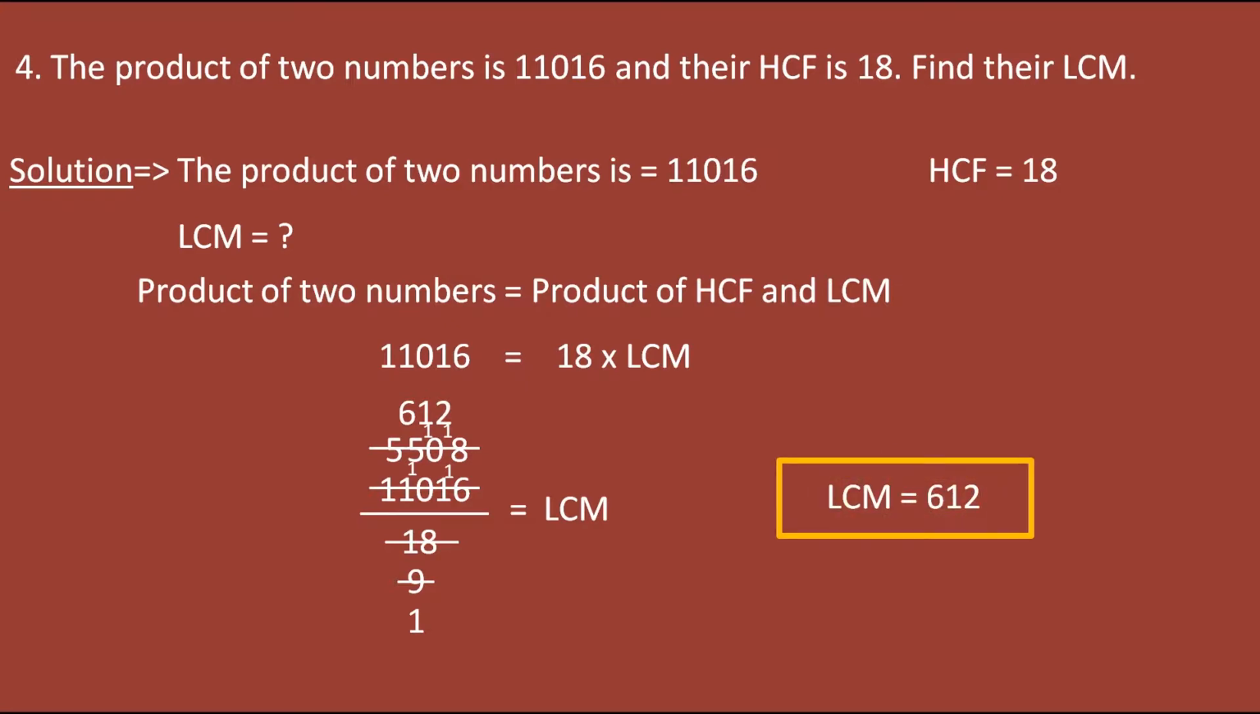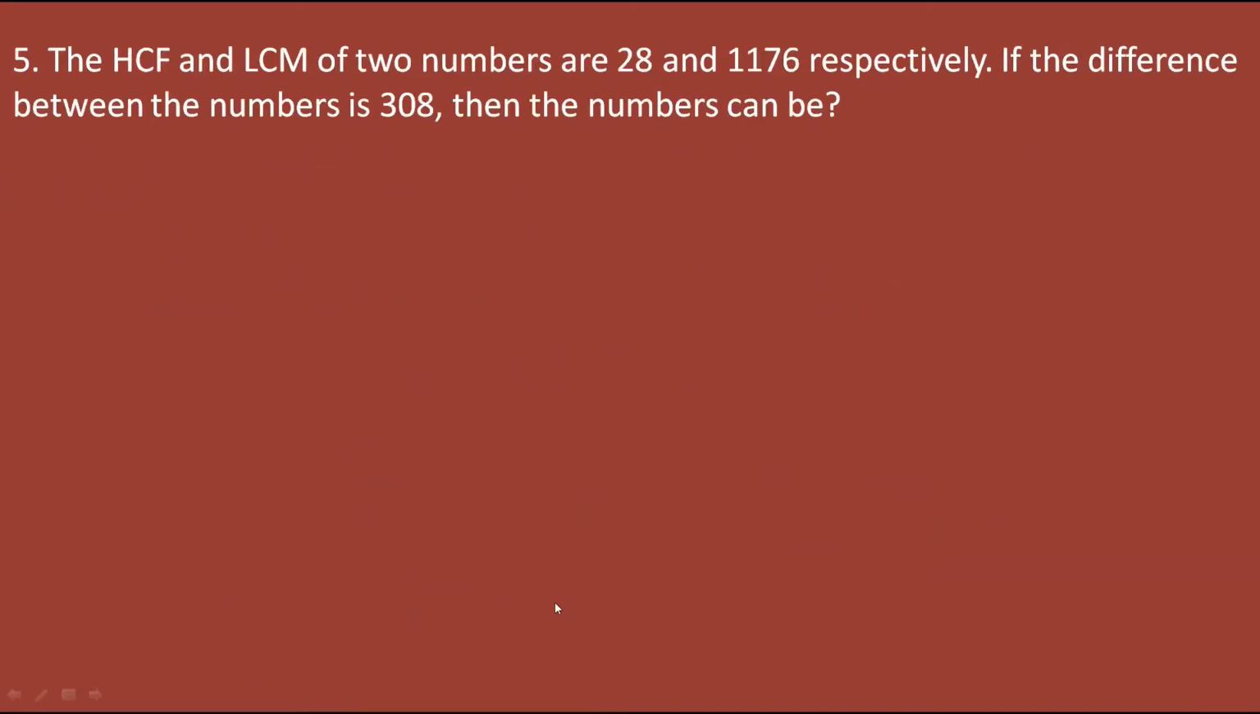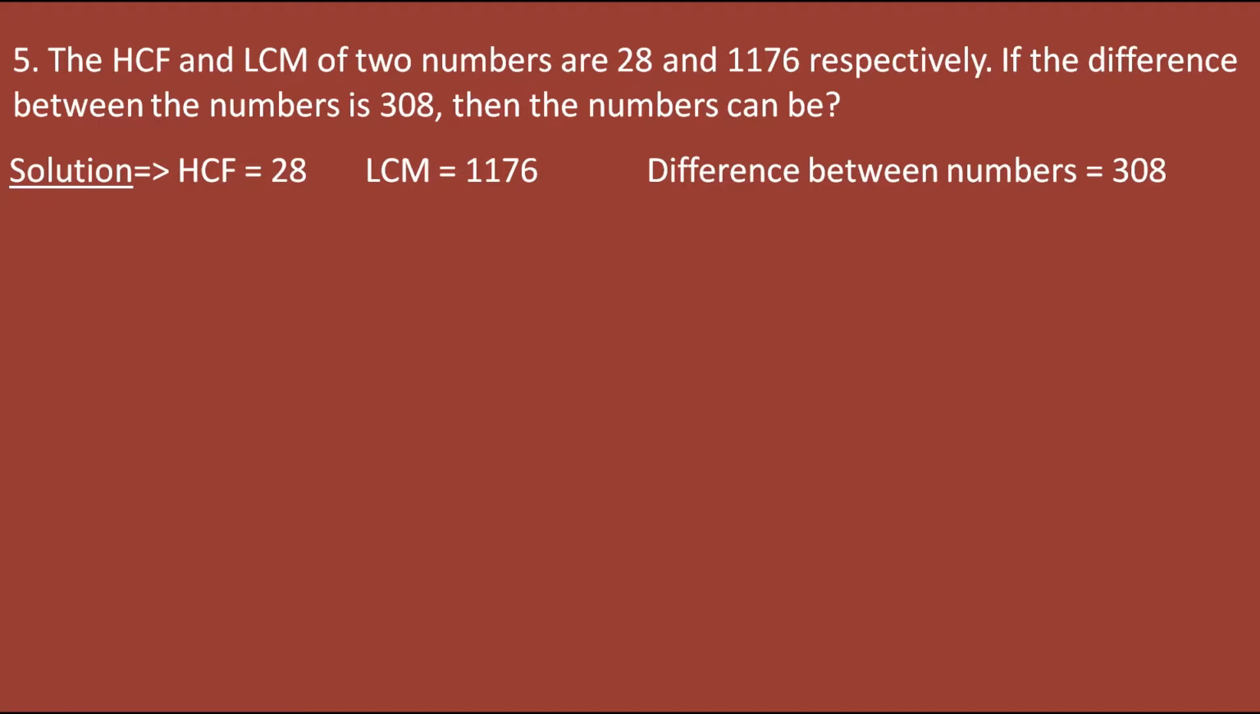Okay, so this is the answer of this fourth question. Now let's move to the fifth one. The HCF and LCM of two numbers are 28 and 1176 respectively. If the difference between the numbers is 308, then the numbers can be. Here they have provided us the information as HCF is 28 and LCM is 1176 and difference between those numbers is 308. And now we have to find the numbers.